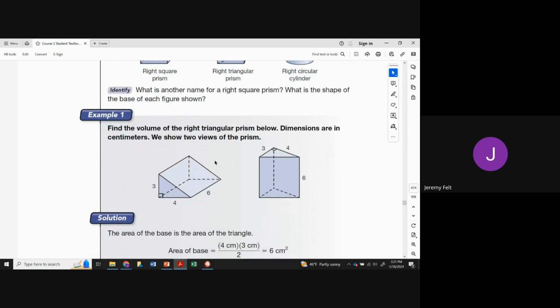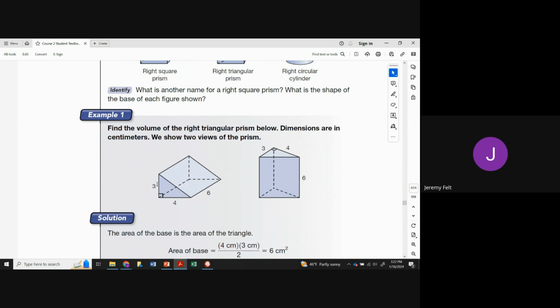So in looking at this, find the volume of the right triangular prism. Dimensions are in centimeters. We show 2 views of the prism. Again, it doesn't matter the orientation. This and this are the exact same thing. It's 3-dimensional. It doesn't matter how we move it. So we look at the triangle. We want to find the area of the triangle. We've done plenty of this. Base times height divided by 2. So 3 times 4 is 12, divided by 2 is 6. So that's the area of this. And then the distance between the 2 triangles, or what we call the height, is 6. So 6 times 6 is 36.